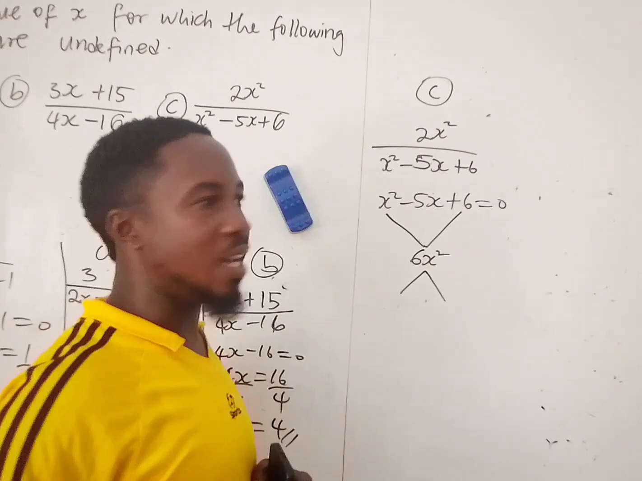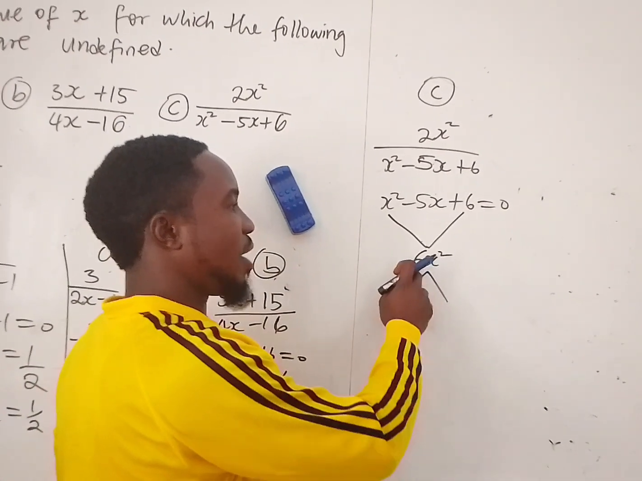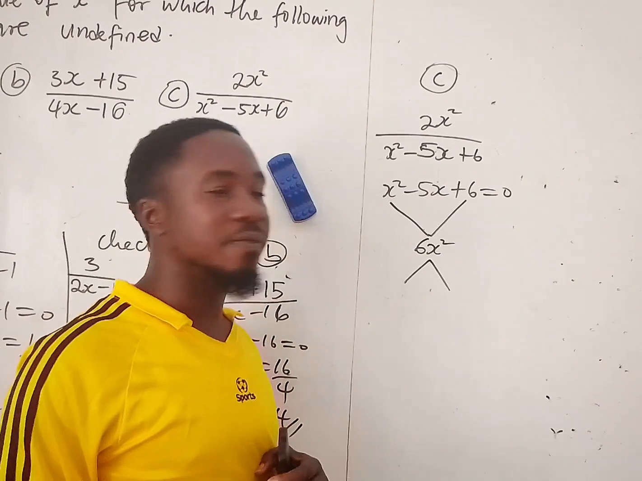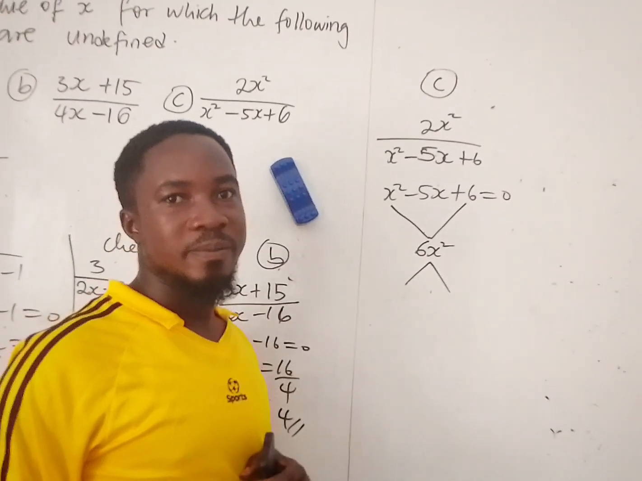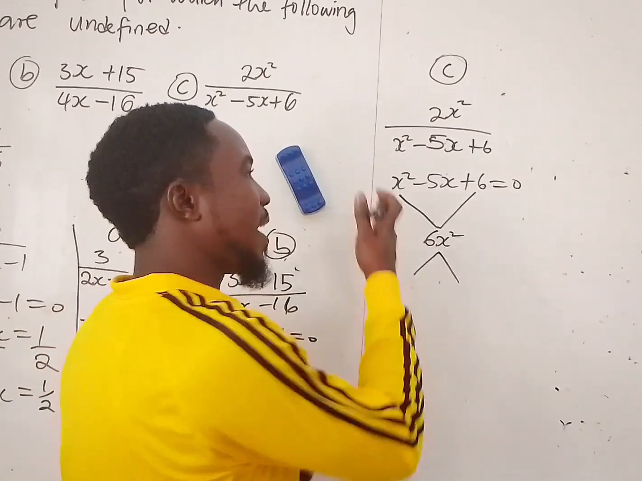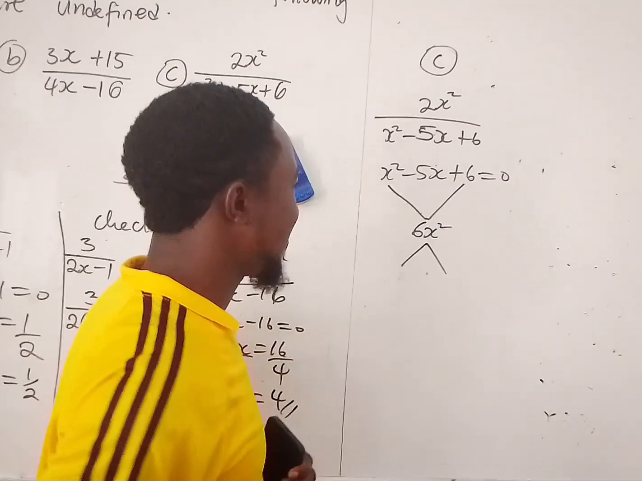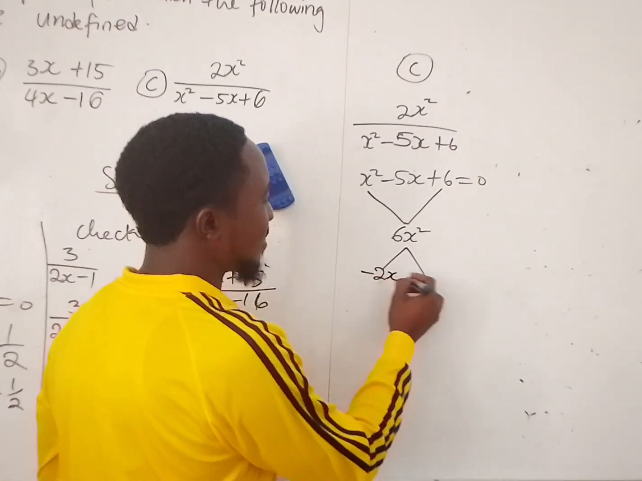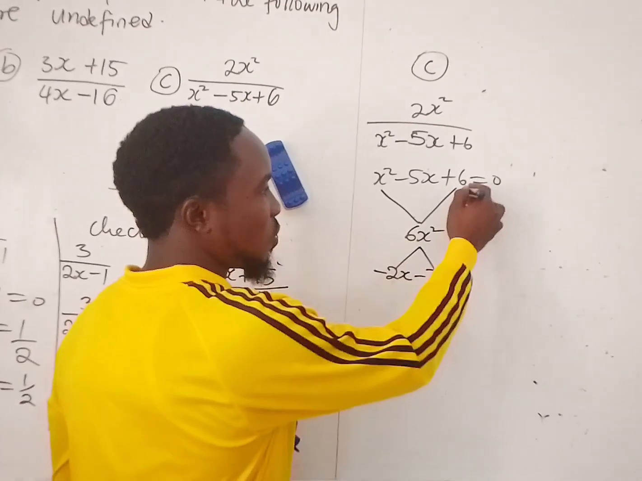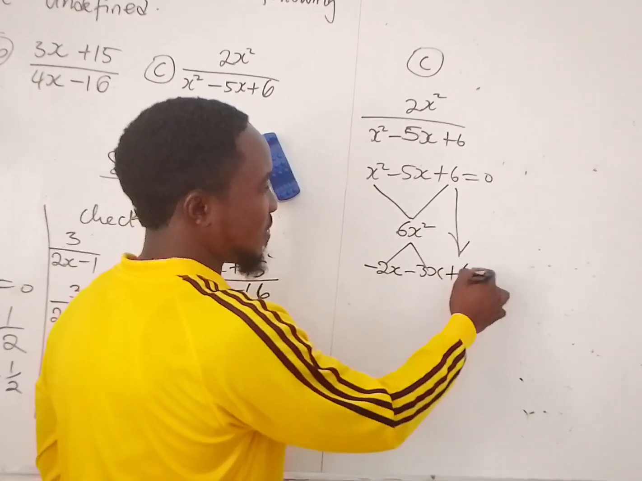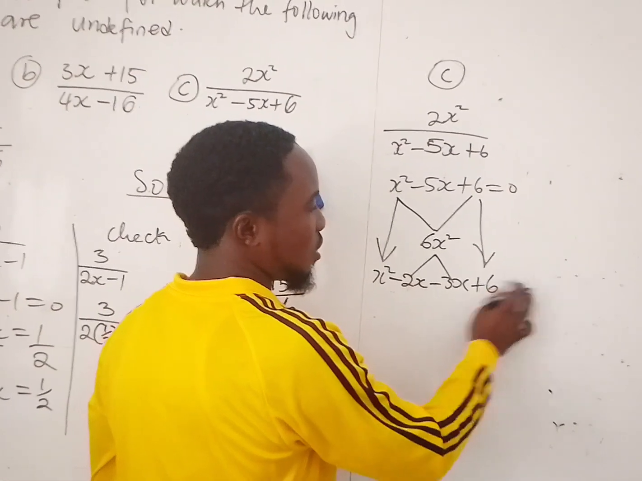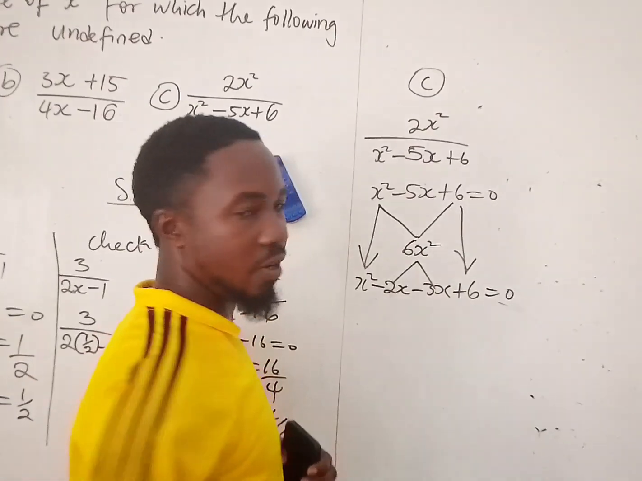Think of two numbers that when we multiply will give us 6x squared, and when we sum them, will give us negative 5x. Good. A negative 2 and a negative 3. You are smart. So this is minus 2x minus 3x, right? So you bring down your what? Positive 6. Bring down your x squared. Now your equality sign, equal to 0.